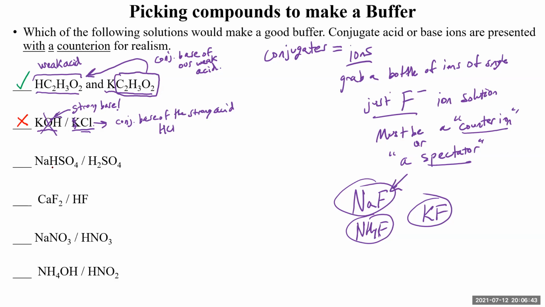We have sodium bisulfate and sulfuric acid. Now, again, this is all about the context you're looking at. Sodium bisulfate on its own may function as a weak acid. Sure, that's a possibility, but do we see a conjugate base of this weak acid? No, we don't. This is a weak acid, and that's promising, but what's this? Well, this isn't a conjugate base of a weak acid. This is a strong acid.